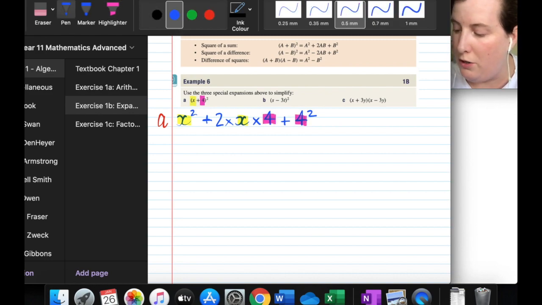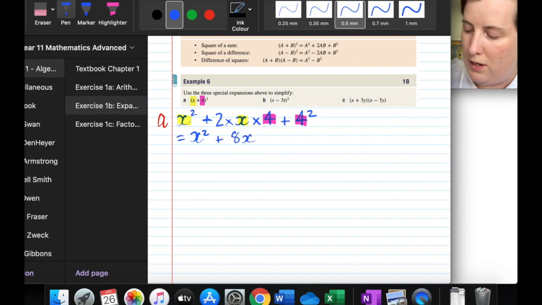And you could actually go through and write this out. x plus 4 times x plus 4, we've got our x times x is x squared. x times positive 4 is plus 4x. Positive 4 times x is plus 4x. Positive 4 times 4 is 4 squared. And you're going to end up with this. You've just given yourself more work. So let's actually deal with this now. We've got our x squared. There's no other x squared terms. 2 times x times 4 and 4 squared.